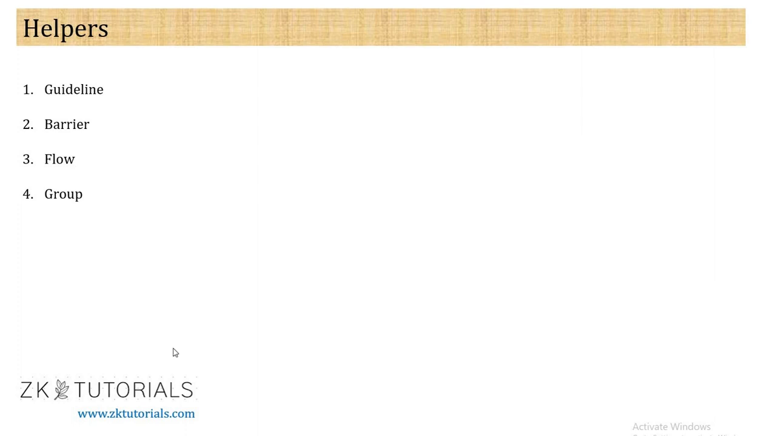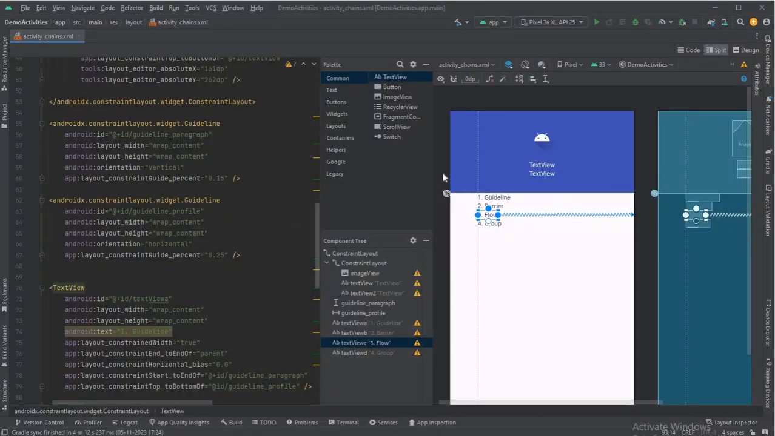So let's move ahead with another helper. Now, another helper is nothing but a barrier. Just like we have a guideline, and the guideline never moves its position, right? So just like that, barrier is also the same type, but it moves the position.